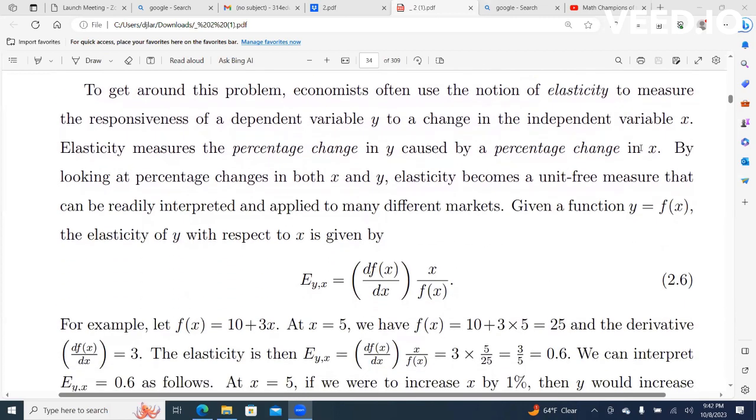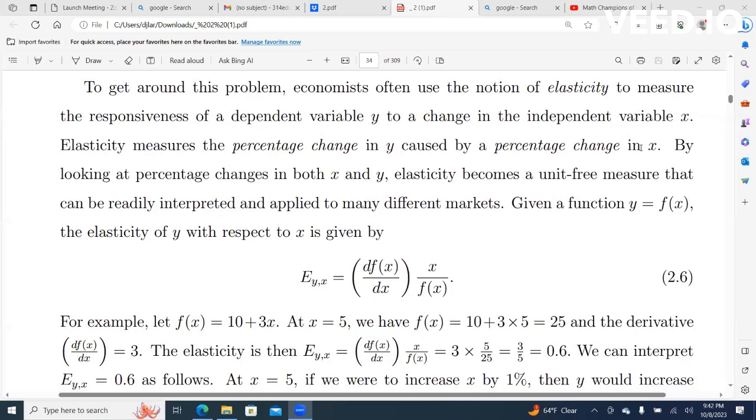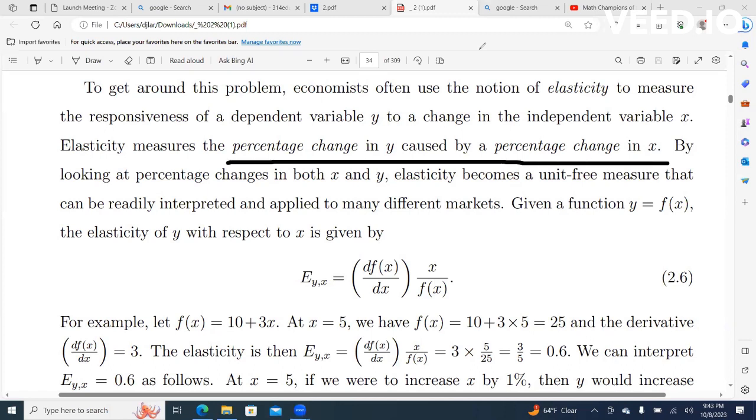To get around this problem, economists often use the notion of elasticity to measure the responsiveness of a dependent variable y to a change in independent variable x. Elasticity measures the percent change in y caused by the percent change in x. It's always better to just say the definition and understand it instead of talking about that background. But out of the whole chapter, that one thing there and the equation, those are the two most important in the whole section, 2.4 that we're in.